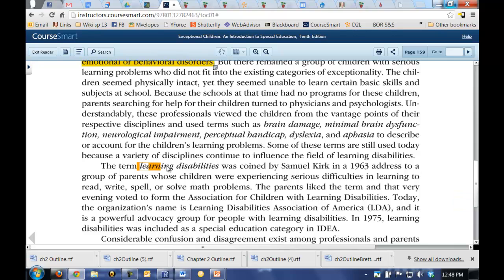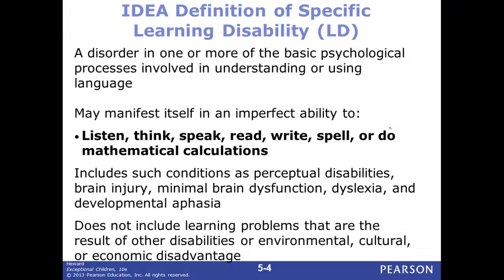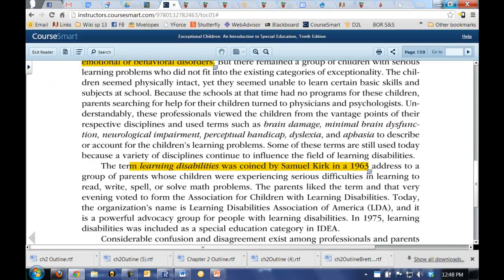But the term learning disability was coined by Samuel Kirk in '63. Could you put that in your notes first? Let me bring you back here, and that'll be our number one. Number one is Samuel Kirk, 1963. You put that in here so you have that. That's where that term came from.